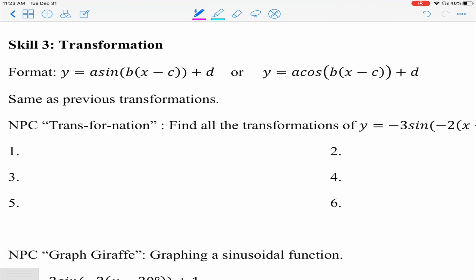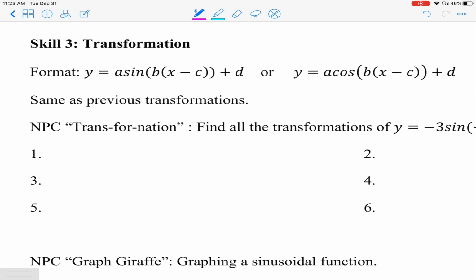The basic form is slightly different from the previous functions because you have sine and cosine. And when you see sine, S-I-N, those are not the variables. It's actually one function. The format is y or f of x equals a sine b(x minus c) plus d, or f of x equals a cosine b(x minus c) plus d. And a, b, c, d are exactly the same transformations as before.